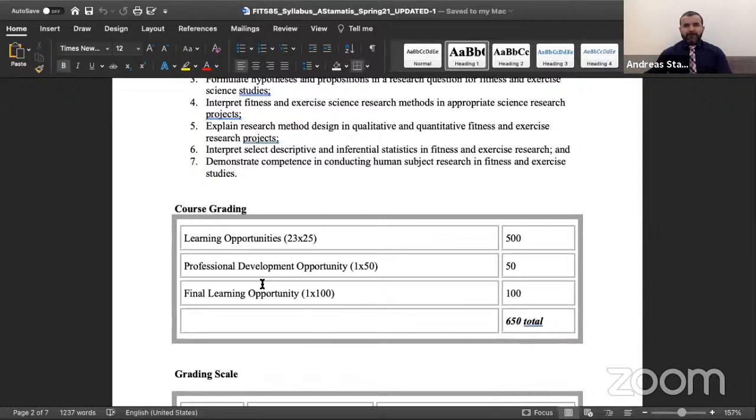So somewhere in the middle of the semester, I think week 8, you have to do your PDO, which I'm going to explain a little bit. That's 50 points. And then 100 points is your research proposal. That's your final learning opportunity. You're going to have the opportunity to submit drafts, where I'm going to give you some extra points. And at the same time, hopefully your FLO, your final learning opportunity, will look better at the end because of us communicating back and forth through your drafts.